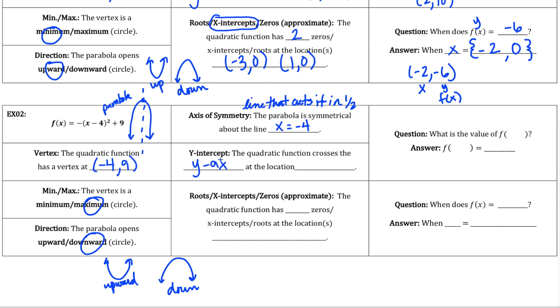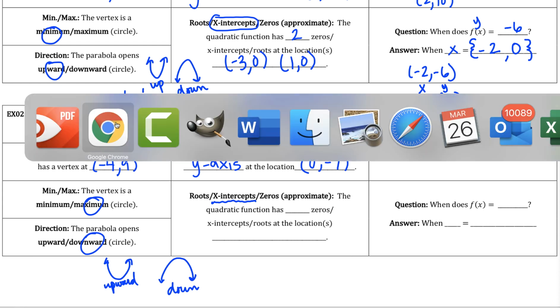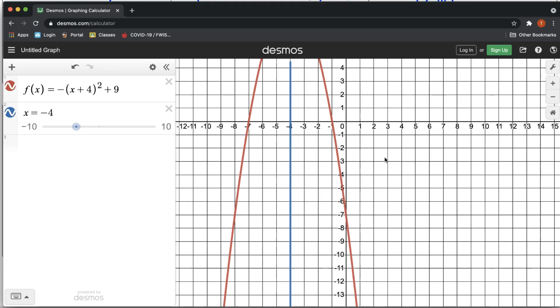At 0, negative 7. I can make that look a tiny bit better. 0, negative 7. Cool. Now we're going to talk about the roots, the zeros, the x-intercepts. So let's look at where it crosses the x-axis. Let's drag this back up.